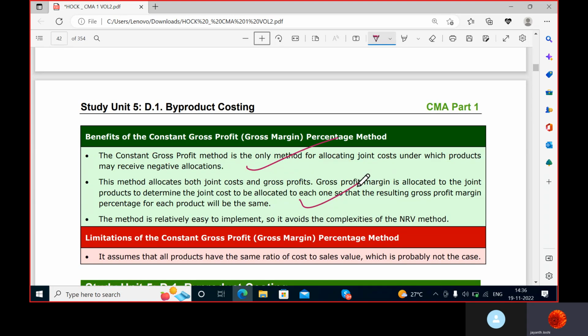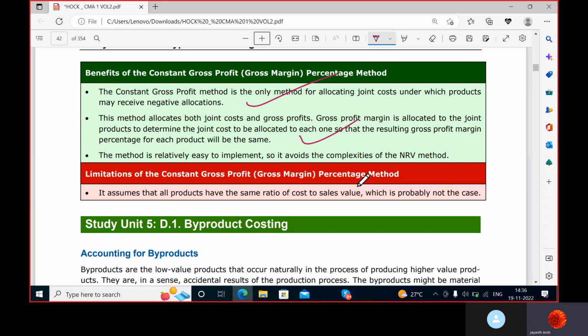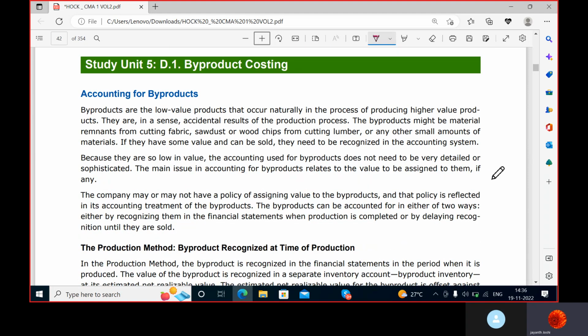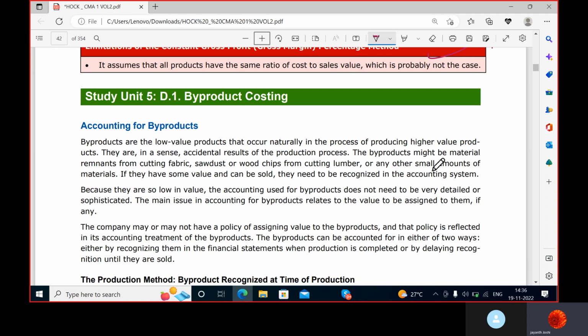You are removing the complexities of the NRV method, and it assumes that all products have the same ratio of cost to sales value, which is probably not the case. Not all of them will have the same cost of sales value. Cost of sales will differ, correct? And byproducts, it's not required actually, because a byproduct is something which we don't desire to produce.